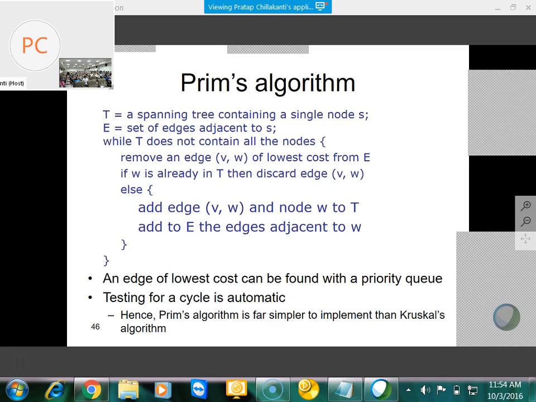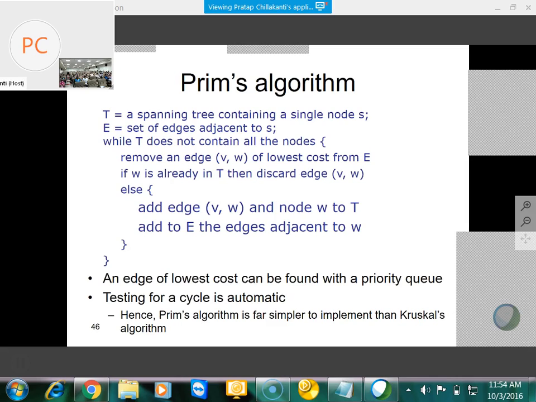So here is Prim's algorithm. You still have a spanning tree. You're taking a single node to begin with. Then this is similar to what we do in Dijkstra, right? We start off with a reference point, and then you start looking at the adjacent nodes. That's what E equal to this one. Okay. And then while the tree does not contain all the nodes, you remove one edge of the lowest cost from E. Okay. And if that weight is already in T, then it is discarded.